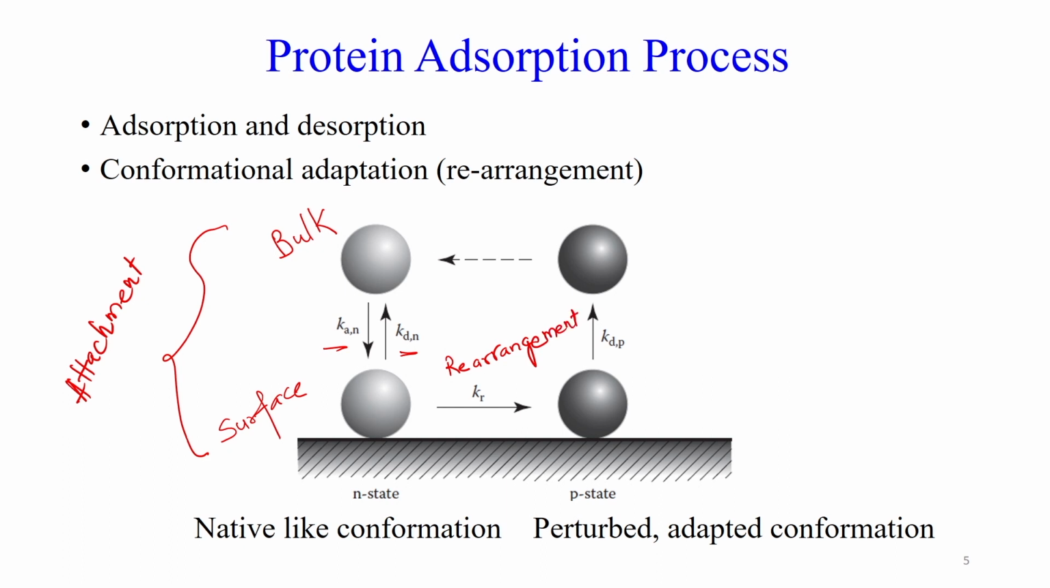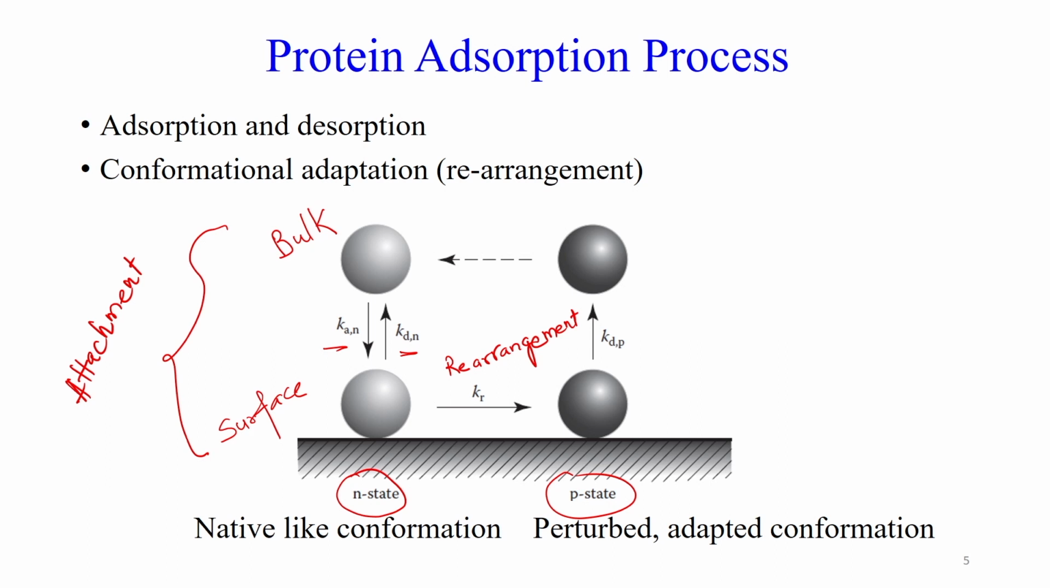So, typically these are the two main processes involved during protein adsorption: attachment and reorientation. When there is attachment, we call it a nucleus-like structure, and after the rearrangement we call it the adapted conformation. Once a protein reaches the surface it will have a different conformation, and after relaxation, once it reaches equilibrium with the surface, it adapts to a different conformation.